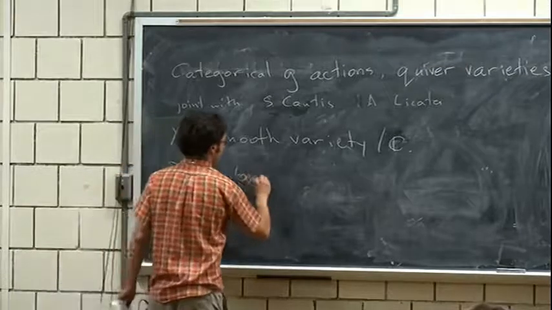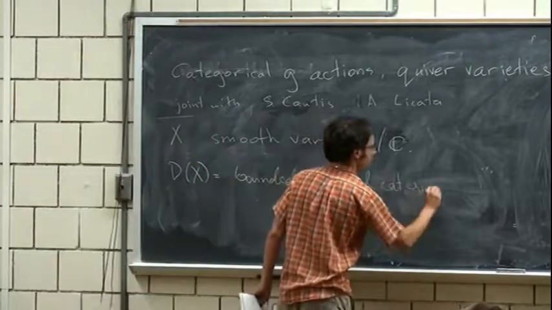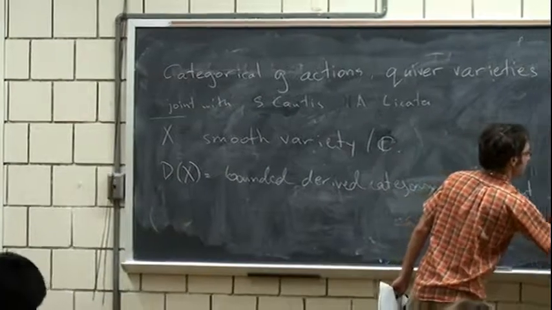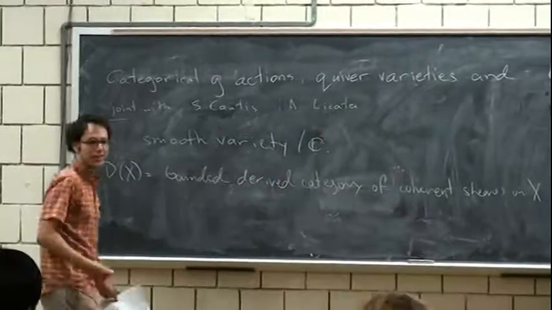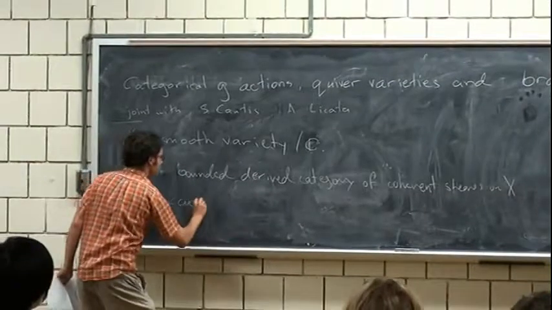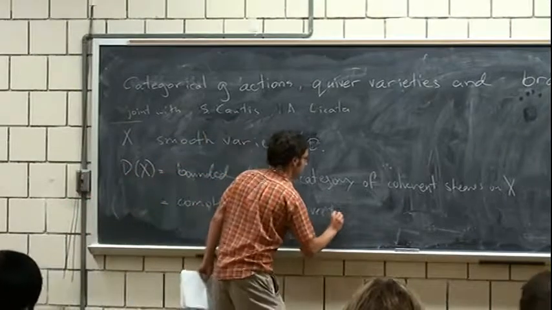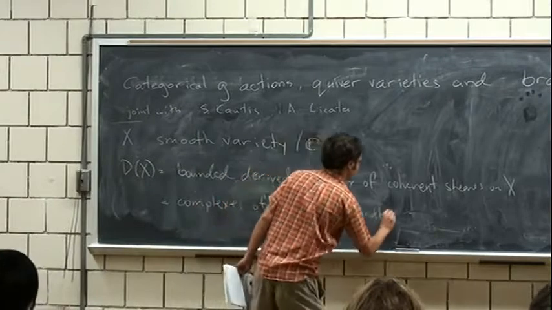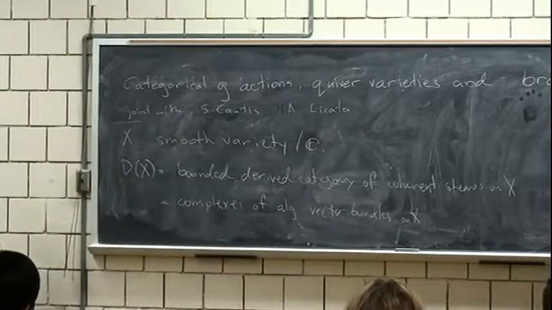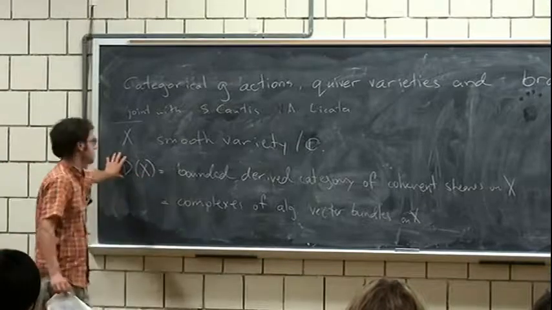If you want to think about this category in a slightly easier fashion, it's the same as the category of complexes of algebraic vector bundles on X. So we're going to think of it as some kind of invariant of X. Instead of studying the cohomology of X, we're going to study this category associated with X. And we're going to try to do some operations on these categories.